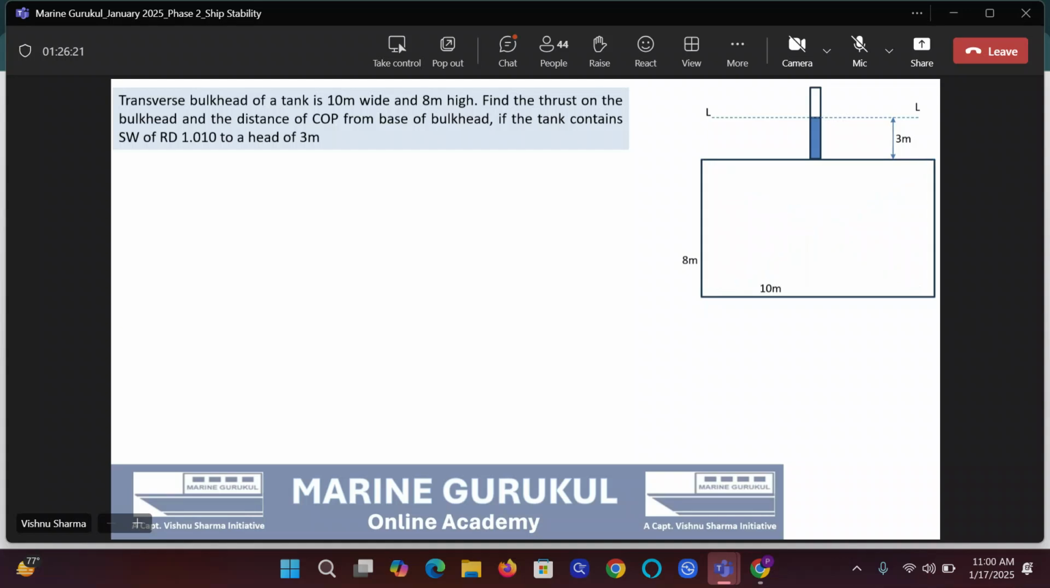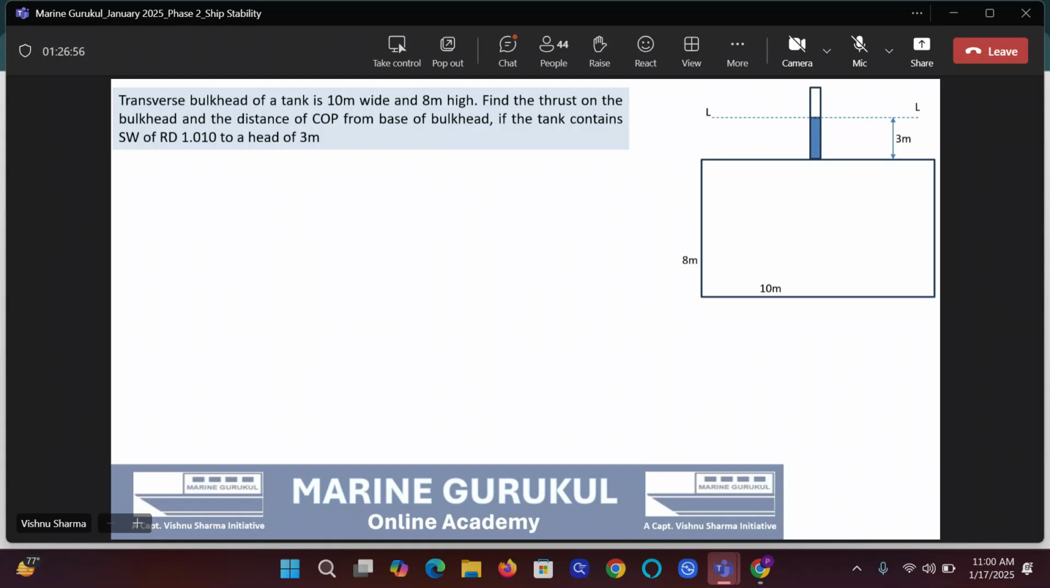Then you will identify the immersed area of the bulkhead. How much of the bulkhead is immersed? Is it fully immersed or partly immersed? Fully immersed. Why is it fully immersed? Tell me, beta. Okay, it is fully immersed because it is below the head. Okay. Now, my area of interest will be the full area. Why? Because it is fully immersed.